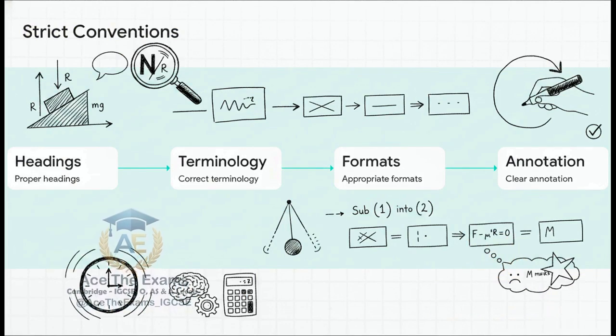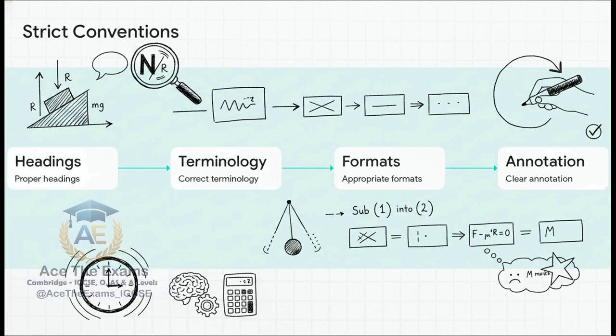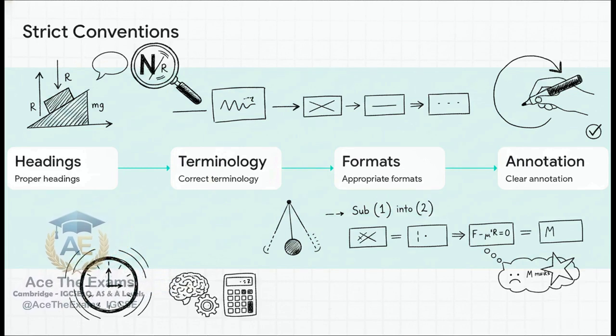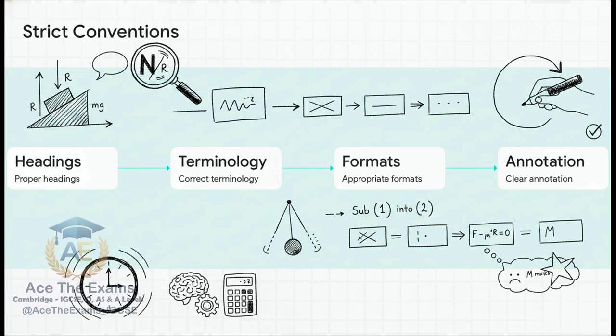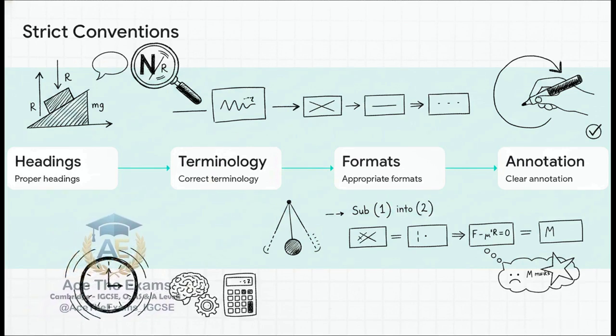Step 1. Write proper headings. Before you write a single number, literally write out resolving forces vertically or taking moments about point A. Step 2. Use correct terminology. Don't just scribble an R, specify it as the normal reaction force. Step 3. Apply appropriate formats. Keep your workings linear and highly logical. Step 4. Provide clear annotation. If you are substituting equation 1 into equation 2, write sub 1 into 2.